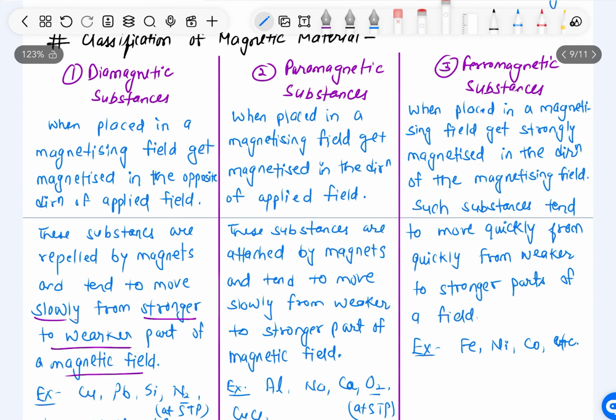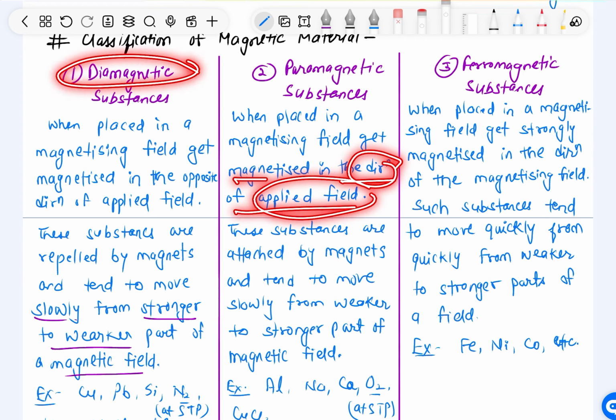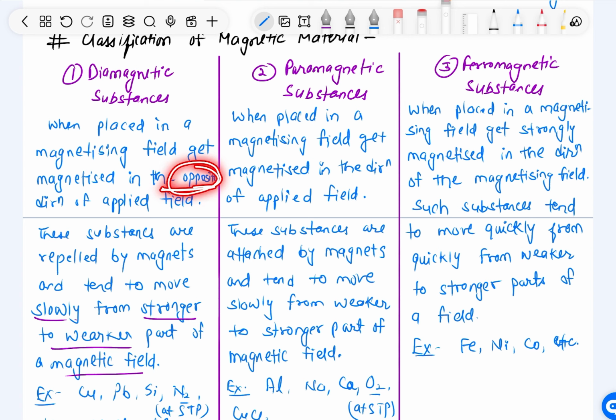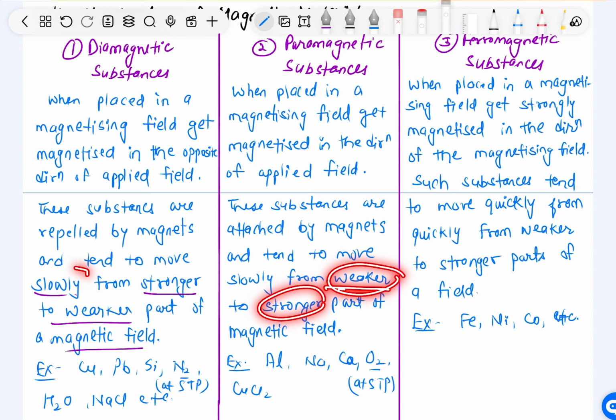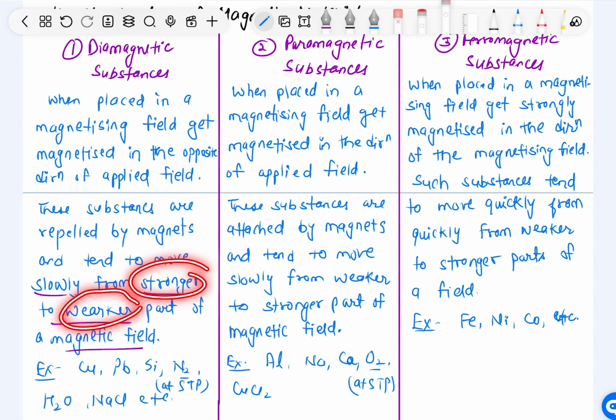Next is paramagnetic. So when these materials are placed in a magnetizing field, they will get magnetized in the direction of the applied field. Here diamagnetic are magnetized in the opposite direction and they are magnetized in the same direction as the applied field. And these substances are attracted by a magnet whereas diamagnetic are repelled by the magnet. Paramagnetic tend to move slowly from weaker to stronger part, but diamagnetic move slowly from stronger to weaker. So these are the differences between them. So they will tend to move slowly from weaker to stronger part of the magnet.